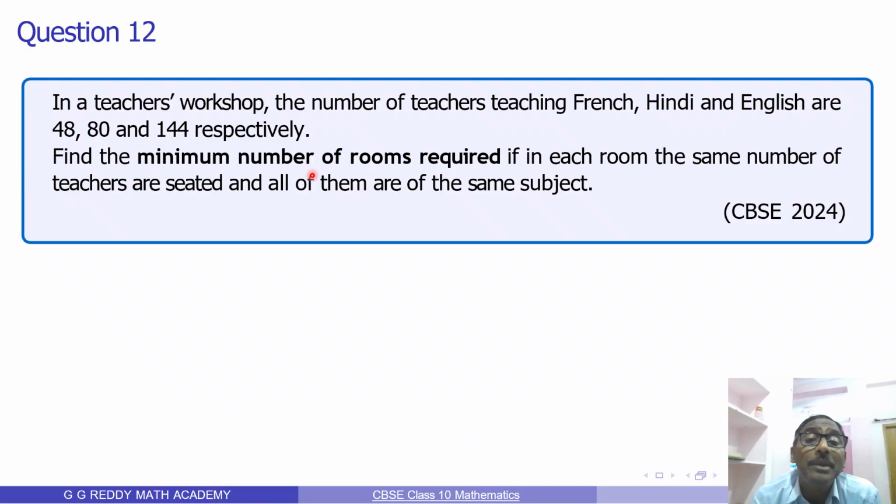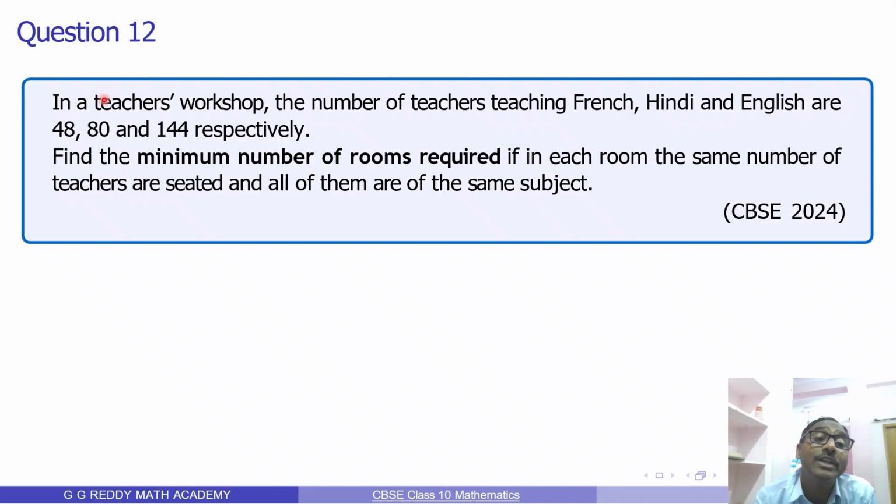We need to find the minimum number of rooms required. How do we fill those rooms? In each room the same number of teachers are seated and all of them are of the same subject. To find that, we have to find the highest common factor of 48, 80 and 144. After finding the highest common factor of these three numbers, we divide 48 by the highest common factor. We will get the number of rooms.